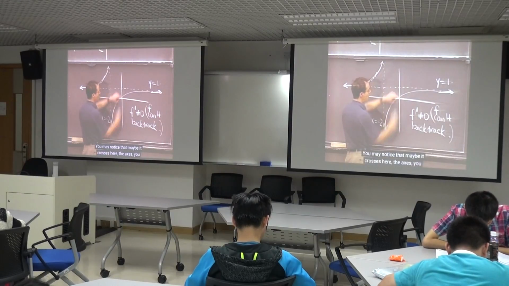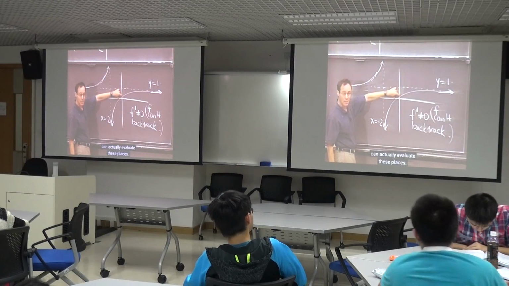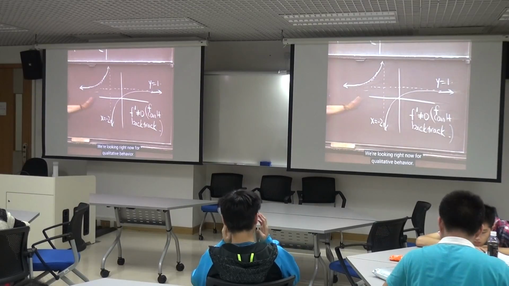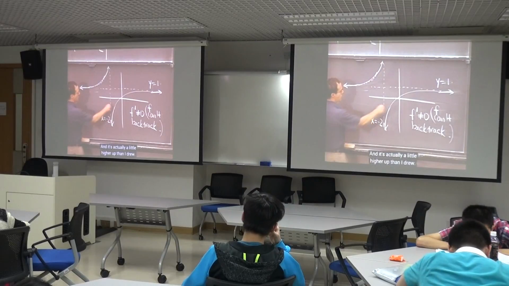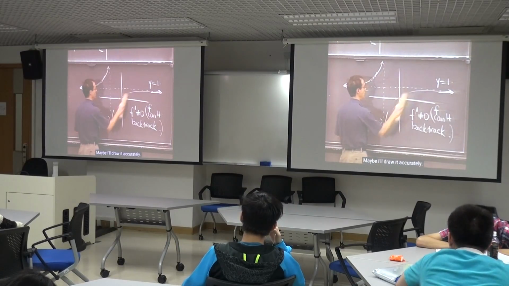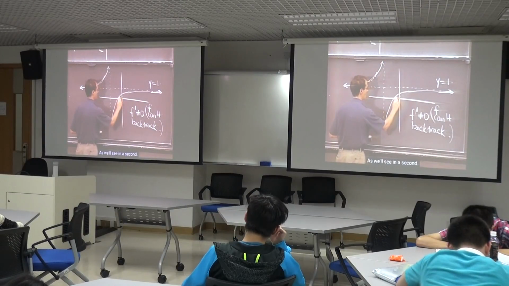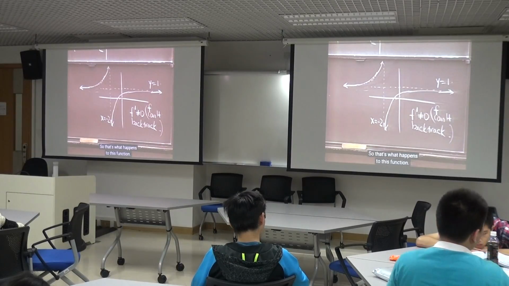You may notice that maybe it crosses the axes here. You can actually evaluate these places and so forth. We're looking right now for qualitative behavior. In fact, you can see where these places hit, and it's actually a little higher up than I drew. Maybe I'll draw it accurately. So we'll see this. All right. Anyway, so that's what happens to this function.